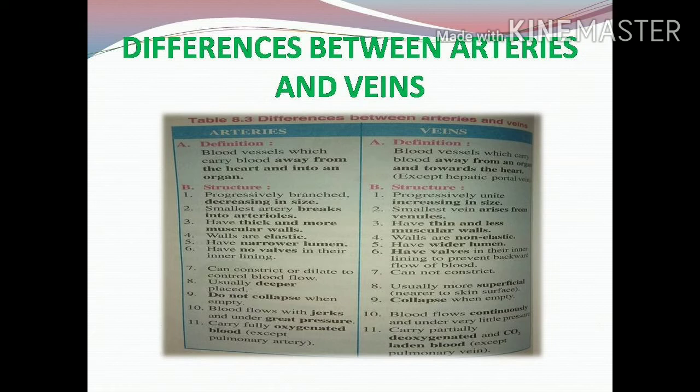Next, blood flows with a jerk and under great pressure in the artery. In the veins, blood flows continuously under very little pressure. And an artery carries oxygenated blood, except the pulmonary artery. A vein carries deoxygenated blood, except the pulmonary vein. These are the major differences between the artery and vein.